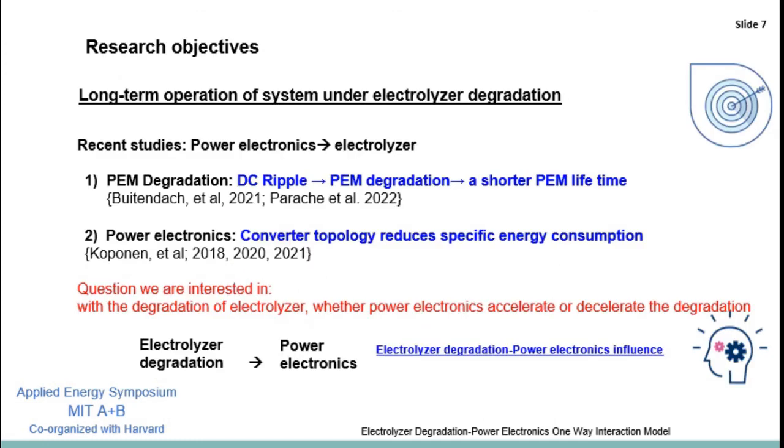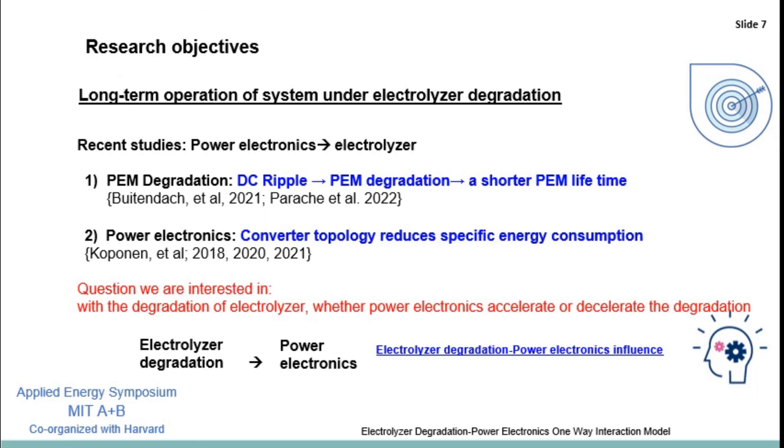More specifically, in this project, we are interested in the whole system performance and the long-term operation, especially under electrolyzer degradation. Some recent studies show power electronics plays an important role in electrolyzer lifetime. One result shows that this ripple will generate PEM degradation, and thus a shorter PEM lifetime. Also, a bigger ripple factor will accelerate this process. Then another study shows power electronics, especially converter topology, can reduce specific energy consumption very significantly.